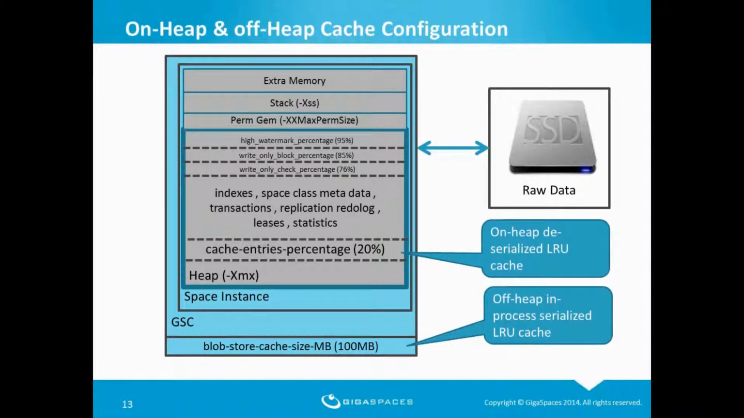MemoryXtend configuration allows you to control two levels of LRU-based caching. One that is on heap, where you can configure it through the cache entry percentage property. And another one that is off heap, that you can configure through the blob store cache size property. Whenever data is written to the data grid, it'll be stored immediately on the SSD. Write behind option is also supported.